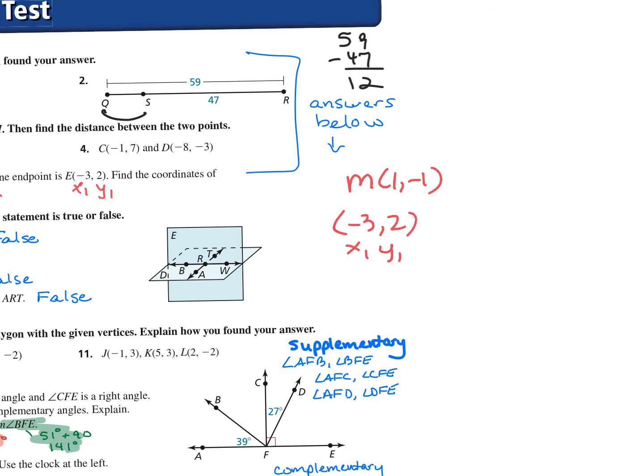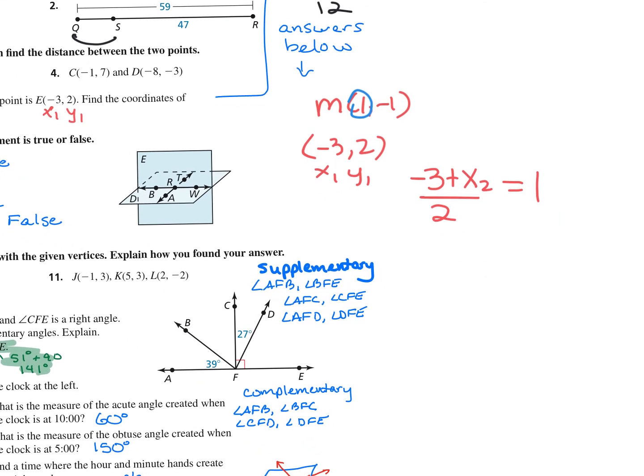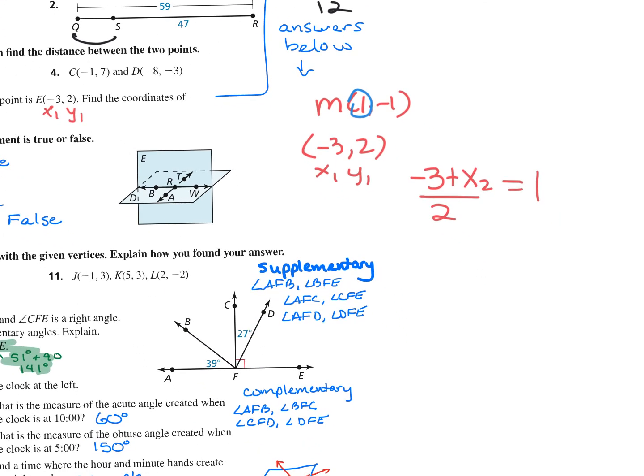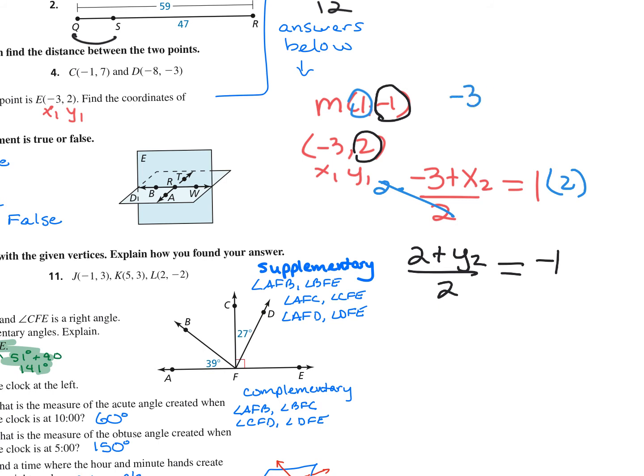So let's plug it in. So I'm going to do -3 plus X2 divided by 2 equals this 1 of the midpoint. Then for the Y, I'm going to take this Y, add it to Y2, divide by 2, and set it equal to the Y of the midpoint. Now I can solve. First thing I'm going to do is get rid of the fraction. So I'm going to multiply both sides by 2 here. And then I'm left with -3 plus x sub 2 equals 2. Add 3.